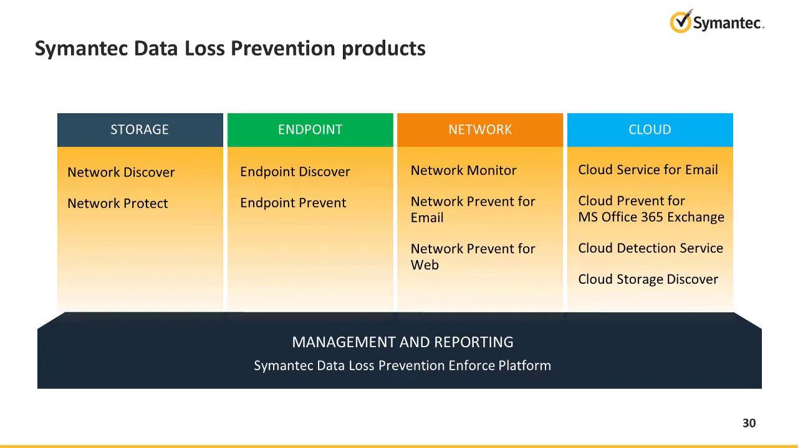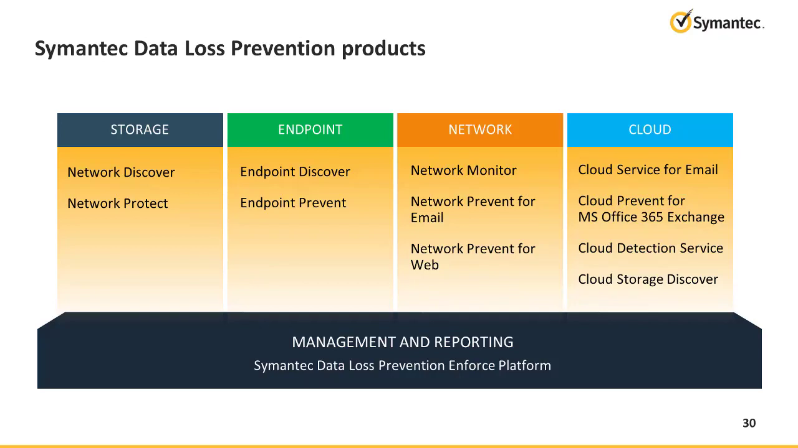DLP's network solutions provide a layered defense. They cover transmissions from unmanaged endpoints on which you cannot run a Symantec DLP agent, which may include contractor laptops, legacy Windows operating systems, FTP servers, and so on. DLP includes 3 network offerings. Network Monitor lets you passively monitor TCP traffic leaving your network, whereas Network Prevent for email integrates with one or more SMTP-compliant MTAs to monitor and block outbound emails. Network Prevent for web integrates with supported web proxies to monitor and block outbound web transmissions.